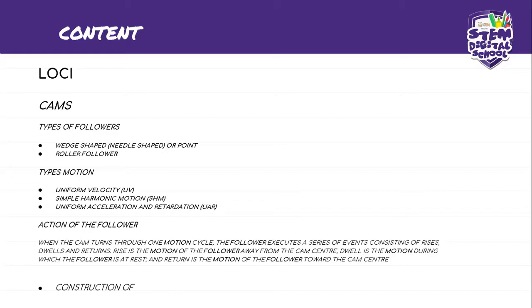You will still find that we have a flat-shaped follower, but we are not going into detail with regards to that. The most commonly used ones are the wedge-shaped, needle-shaped or point-shaped follower, or the roller follower. Now, types of motion, like I've already explained: we have uniform velocity, which is constant velocity. From start to finish, the speed is basically the same in a particular direction. Then we have simple harmonic motion.